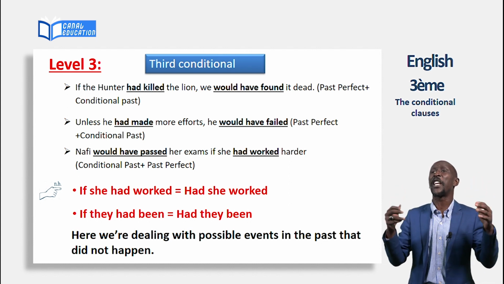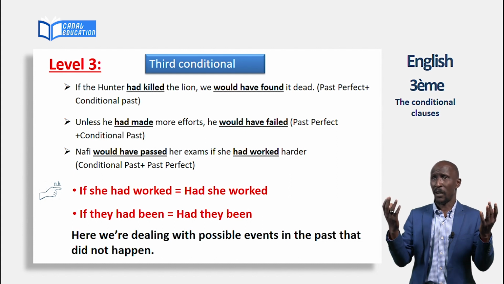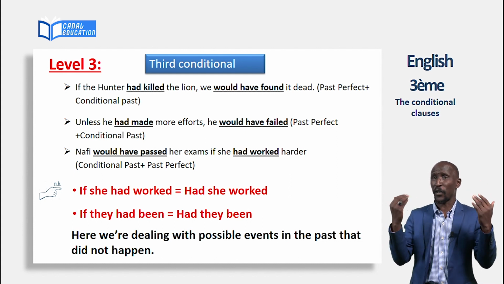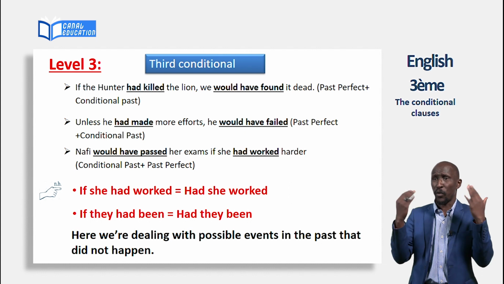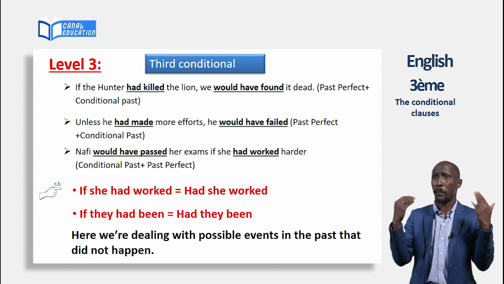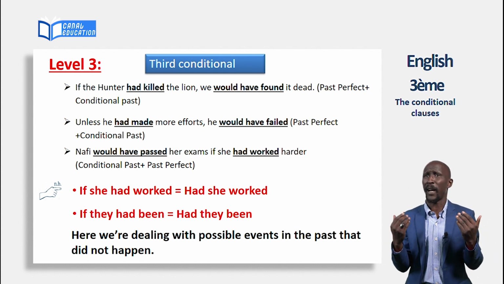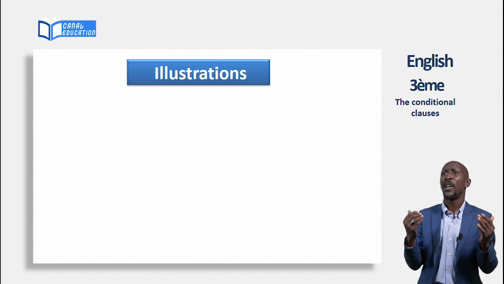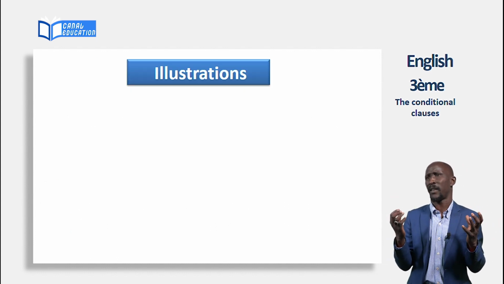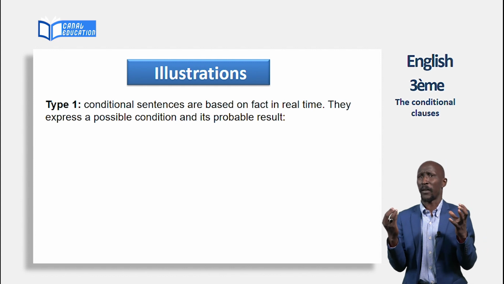That is a kind of regretting the past, which is an illusion, but we are just going to express what we wanted the past to be. Now let's go to the next stage. We are going to illustrate now, class, the type 1 conditionals.